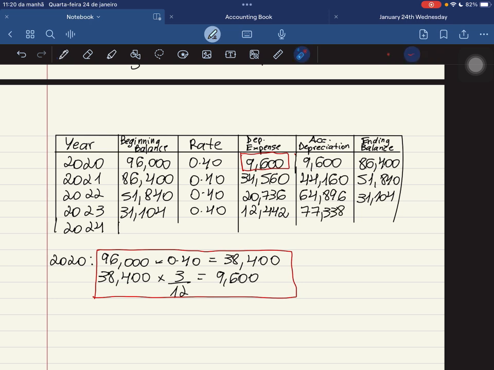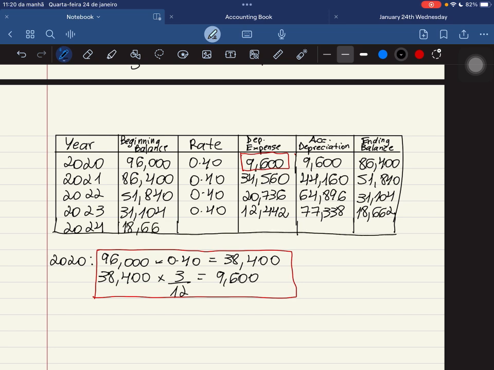Another way for you to calculate the accumulated depreciation, you can either add all of these numbers up, or you can just add the last number with this one, right? Because remember that this number is just the sum of all of this. So you can just add this number with this number. It will be faster. That is 18,662. And now over here we are at the final year, the year of 2024.